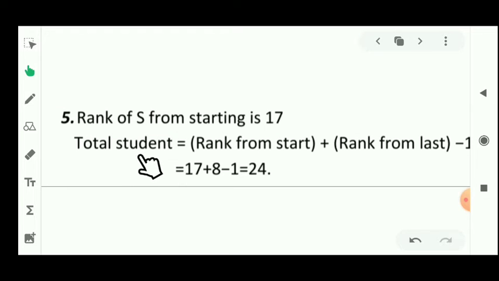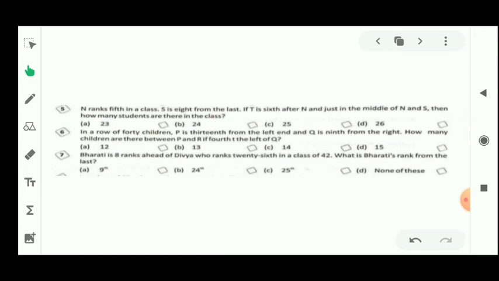Let's see the solution. Rank of S from the starting is 17th. So the total students will be the rank from the start and rank from the last. That means rank of S from the starting is 17 and from the last it is 8, and we subtract 1 from it. That means the total students of the class will be 24. Let's see the next question.